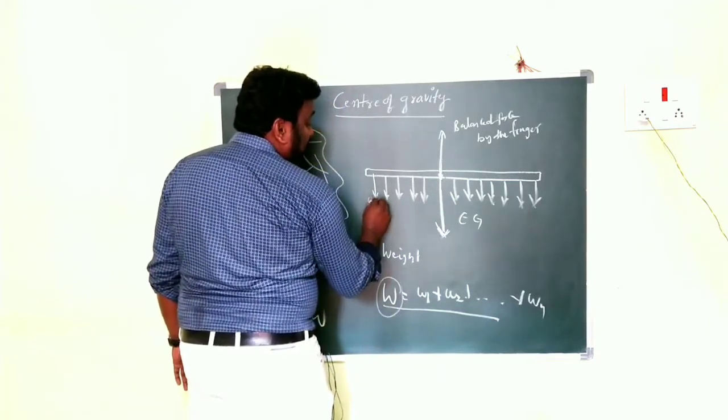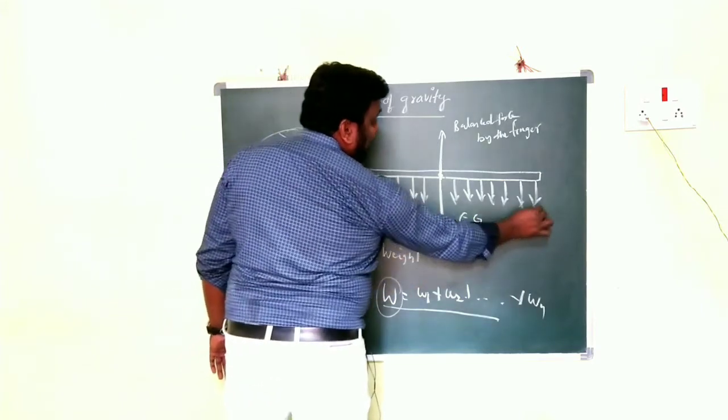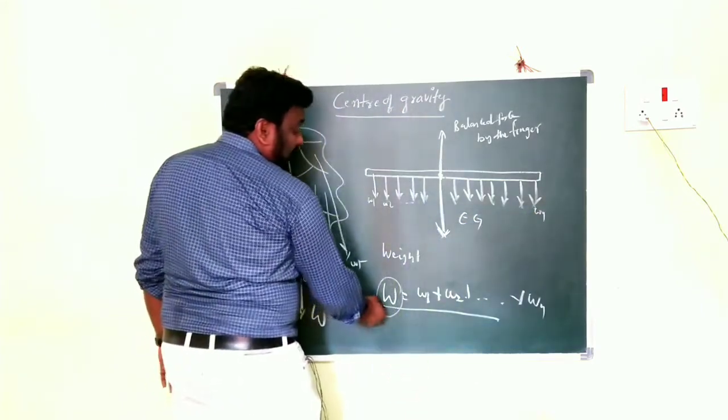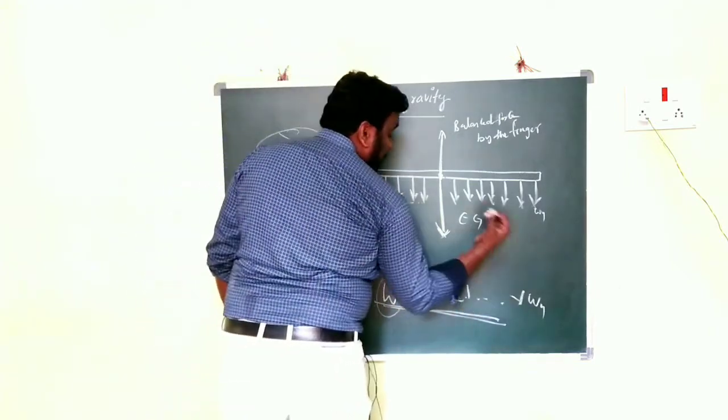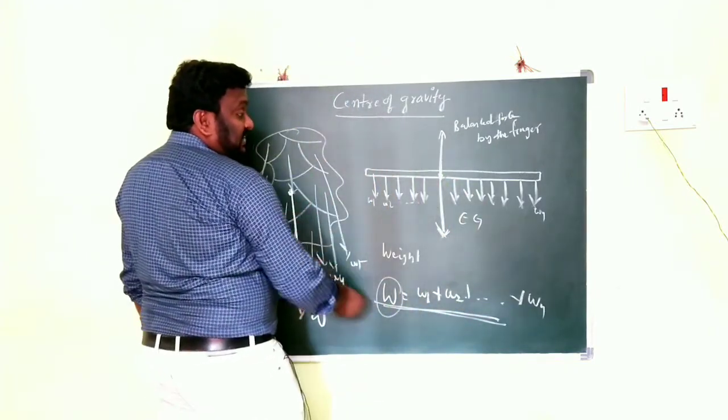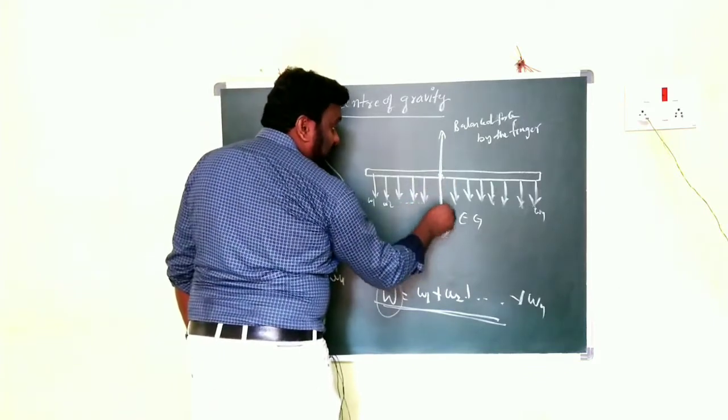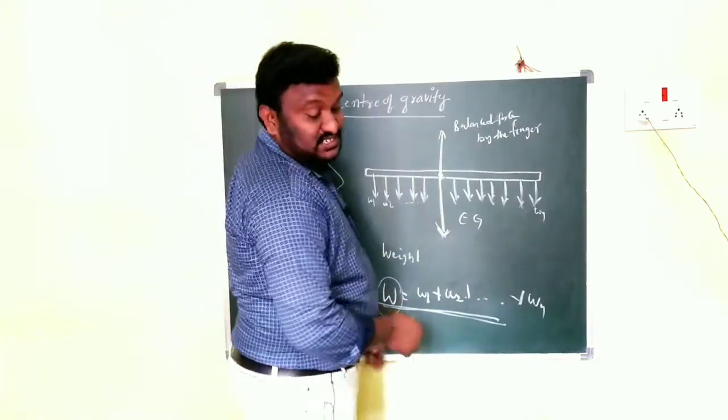For example, these are W1, W2 and so on, up to Wn. Then we can consider W equals W1 plus W2 plus and so on, plus Wn. That is the one resultant vector that acts from one point. That point is called the center of gravity.